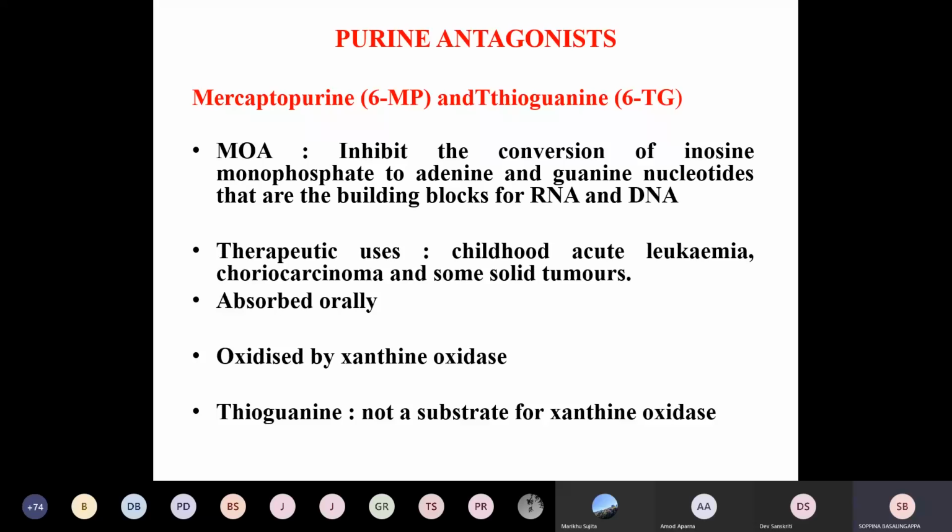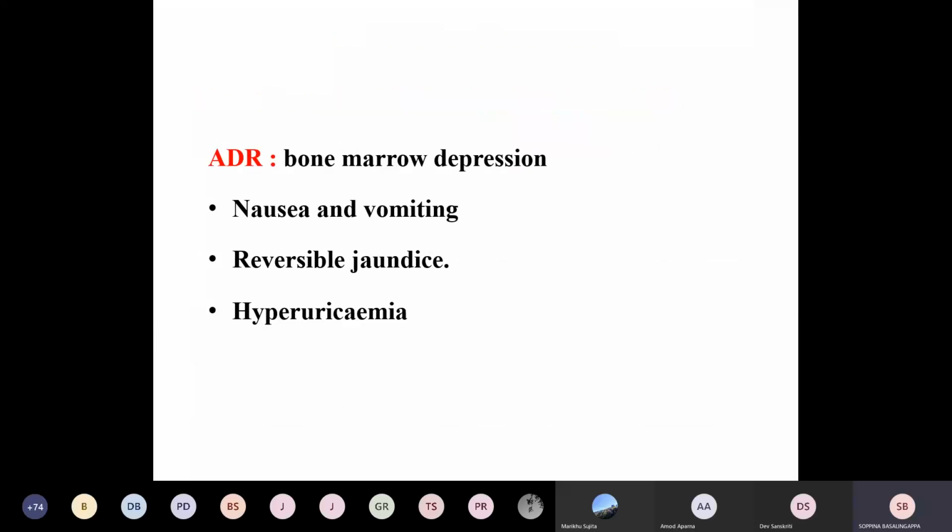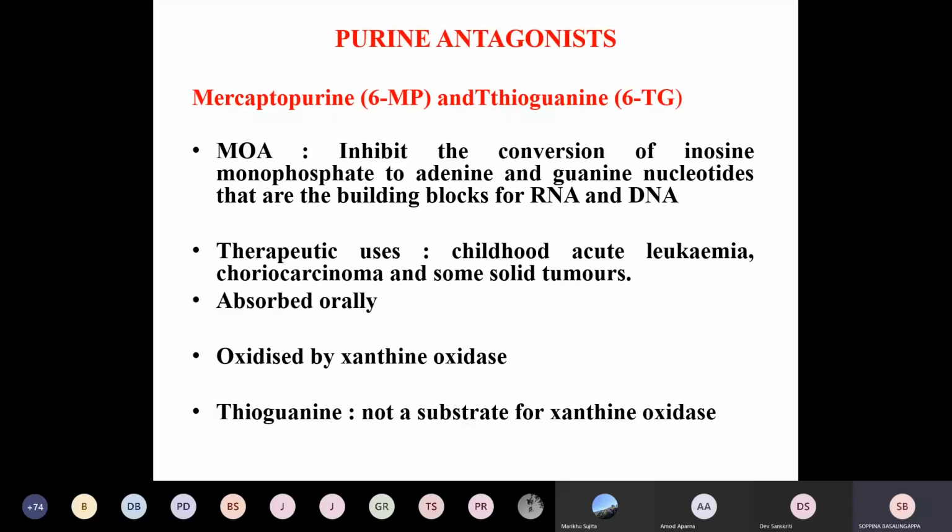Purine antagonists: 6-mercaptopurine, abbreviated 6-MP, and thioguanine. There is a spelling mistake; double T is there. The mechanism of action: it inhibits the conversion of inosine monophosphate to adenine and guanine nucleosides, which are the building blocks for RNA and DNA. It will block RNA and DNA synthesis.